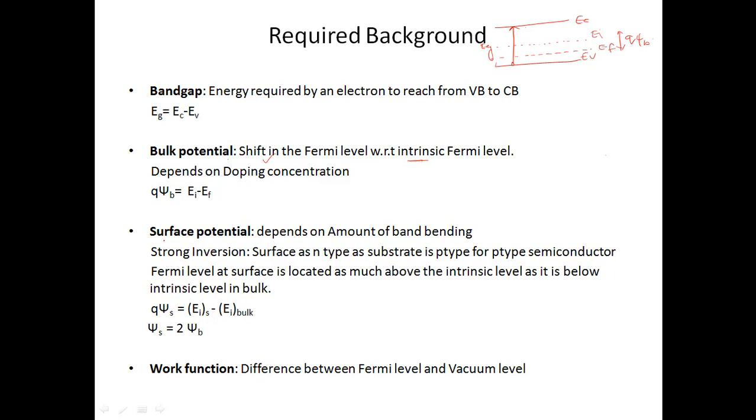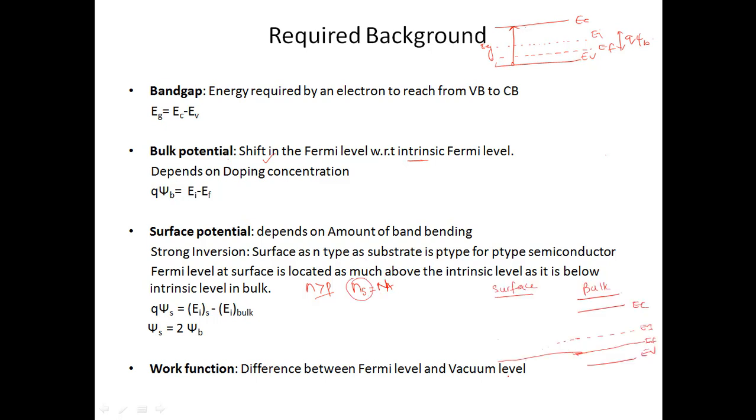Before we talk about surface potential, let's consider a scenario where the MOS capacitor is operating in inversion region. When you say inversion region, it means that for a p-type semiconductor, the surface is more n-type than it is p-type. So that is, the concentration of the electrons on the surface is more than that of the holes. And then you would term it as a strong inversion region if the surface is as n-type as the substrate is p-type for a p-type semiconductor.